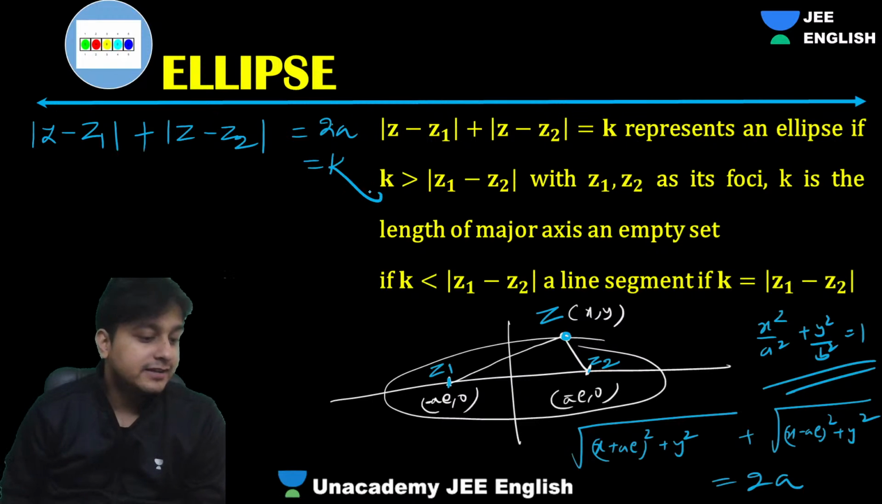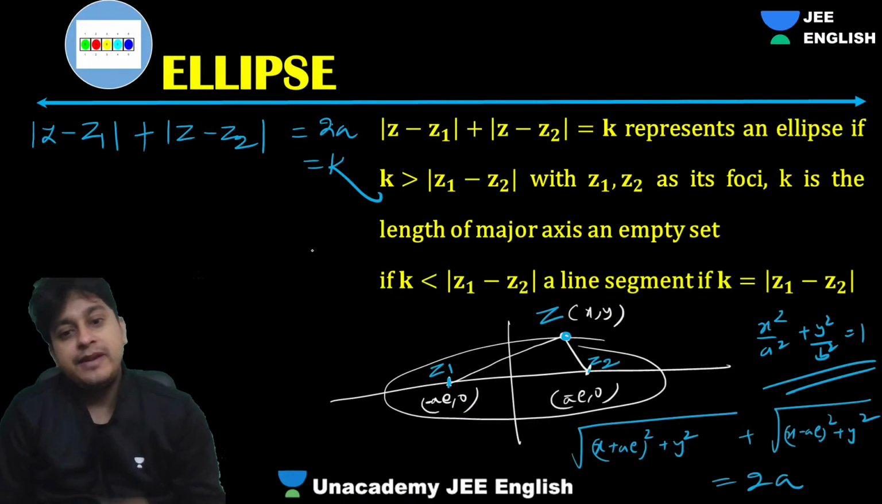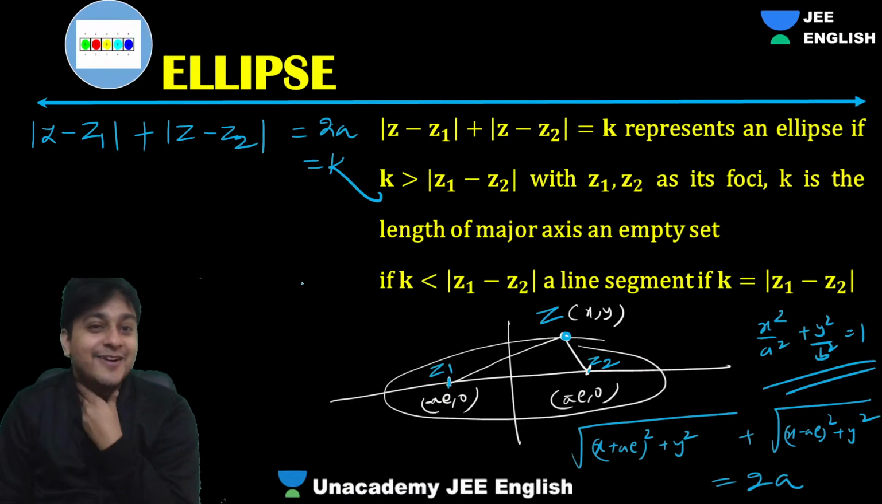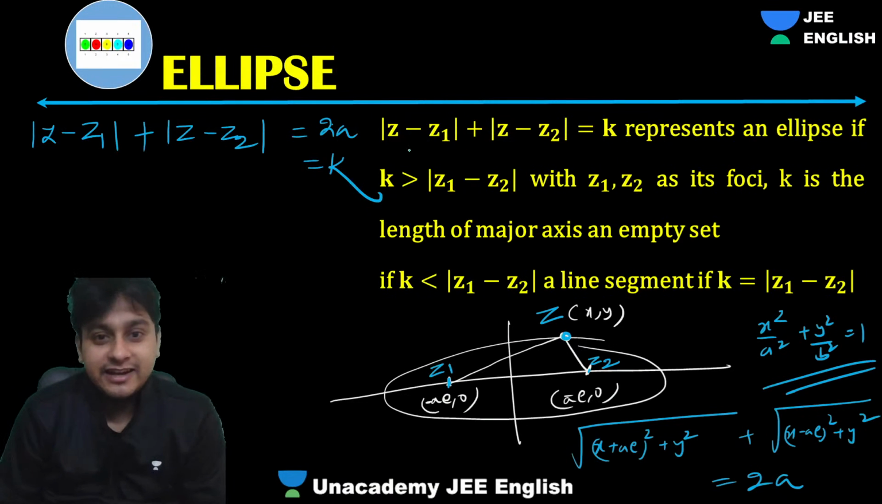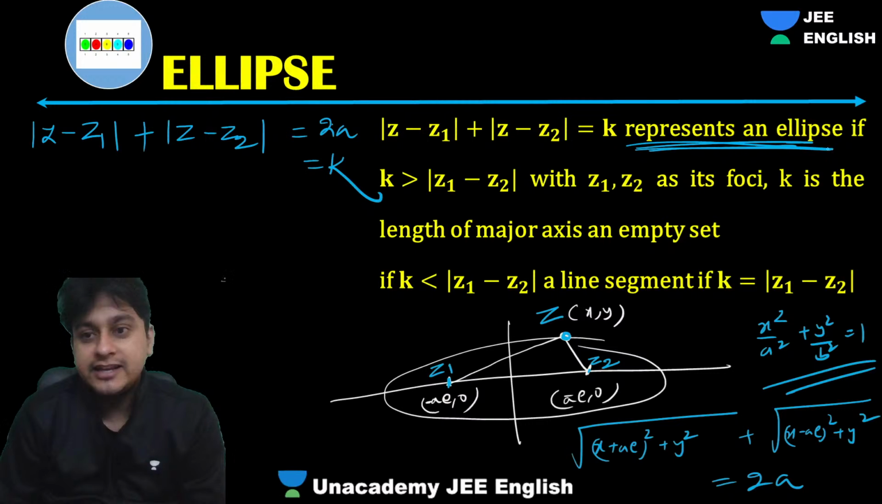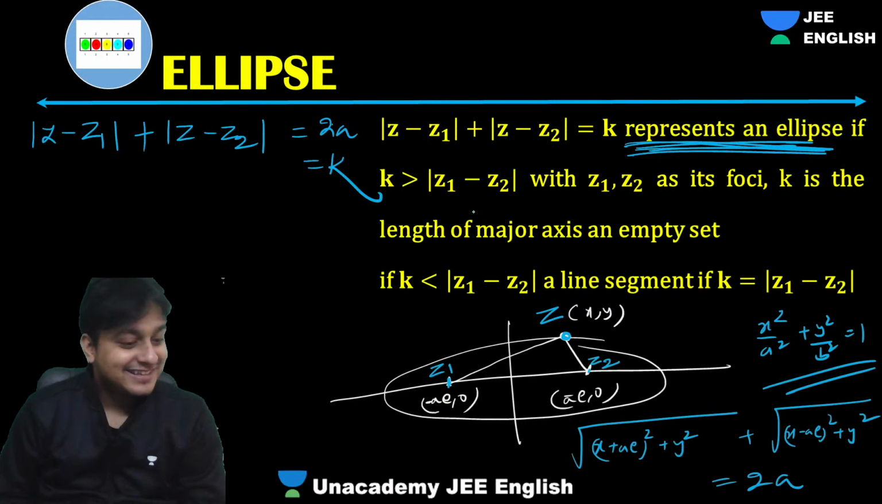Are you getting my point? That is it. Amazing. Okay, guys, I hope you relate to it. So this is denoting an ellipse. This is representing an ellipse. Understood? Are you getting it?